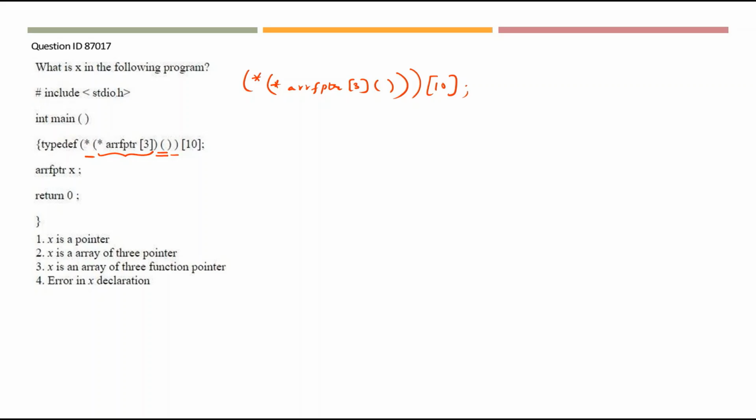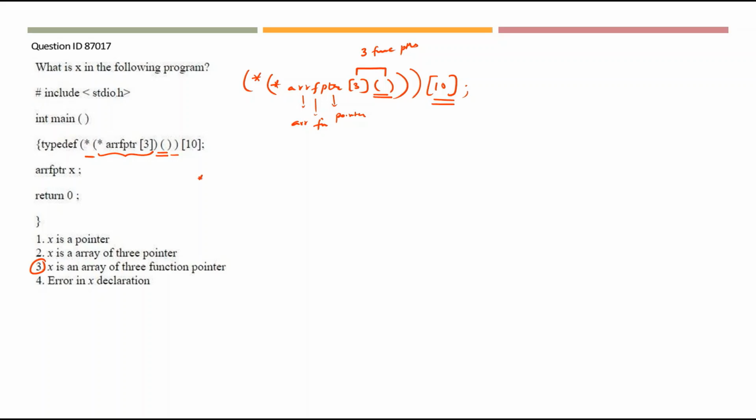So if you are focused enough, from the name ARRFPTR you can derive 3 things. ARR stands for array, F stands for function and PTR stands for pointer. With these 3 words we can declare X is an array of 3 function pointers. Since function is placed here, this means 3 function pointers and it's an array of 3 function pointers because here you have the dimension of the array. Option number 3 will be the right answer.